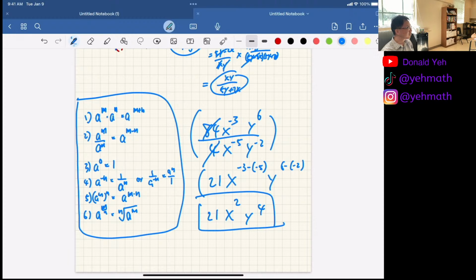For the one you did, isn't it y to the 8? Which one? For the question you just said. Oh, yep, you're right. 6 minus negative 2 is 8. Thank you. I can add. Sometimes it happens.